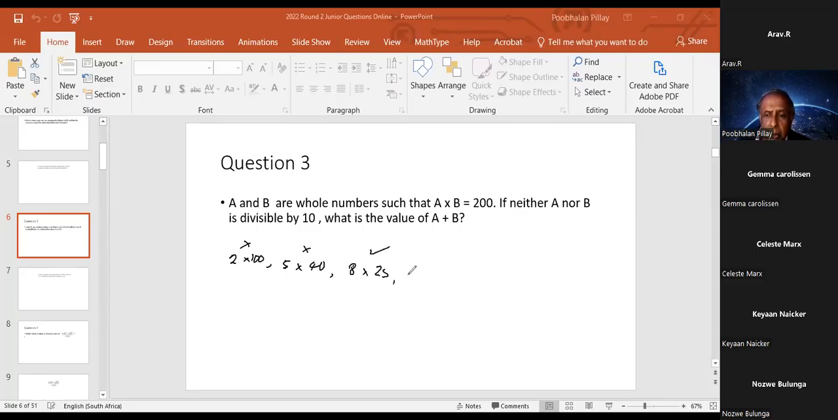Okay, and if you want to go on a little bit, the next one is 10. And we can eliminate that, and so on. Okay, so all the others have got a 10 in them. So the only pair where neither is divisible by 10 is this. So this has to be A and B. So A plus B is 33. Doesn't matter which is A, which is B. We are looking at the sum of these two, and the sum of these two is only one answer. So the answer to question 3 is 33.